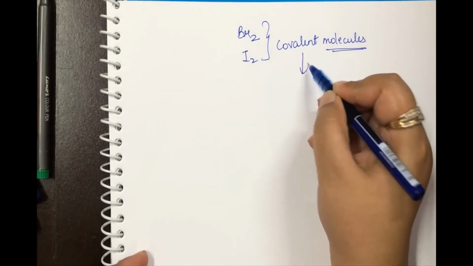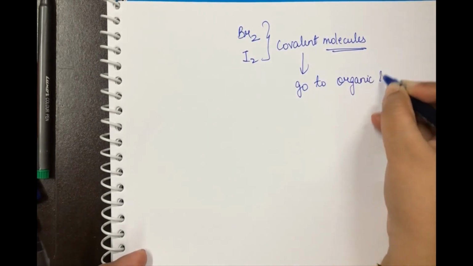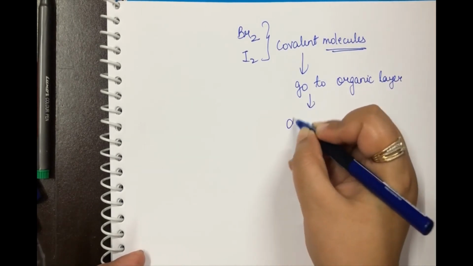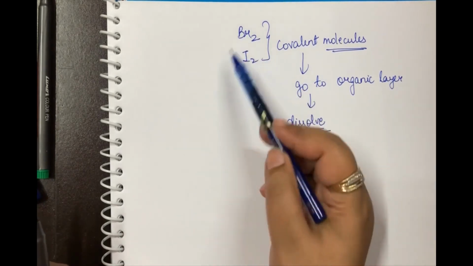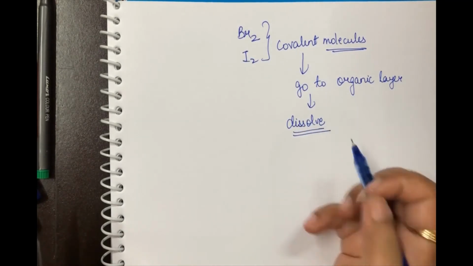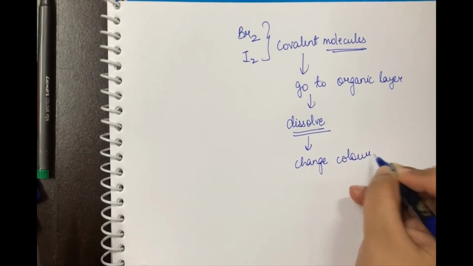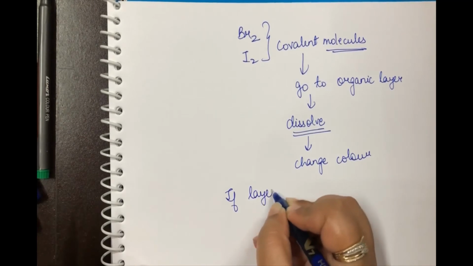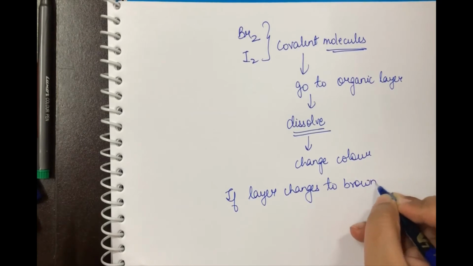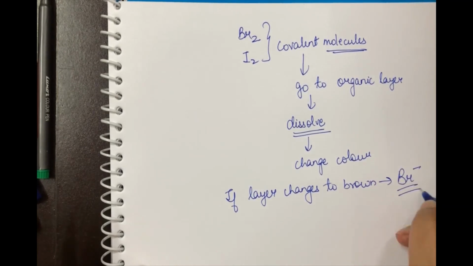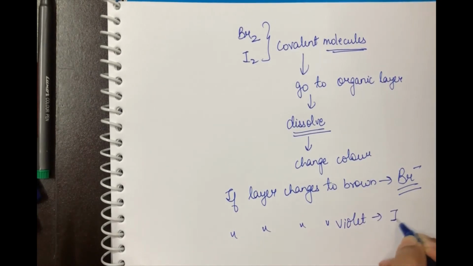And once it goes to the organic layer, they will dissolve in this. And the moment these covalent compounds dissolve in your organic layer, they will change color. Now, if the layer changes to brown, it confirms the presence of bromide ion. And if the layer changes to violet, it is your iodide ion.